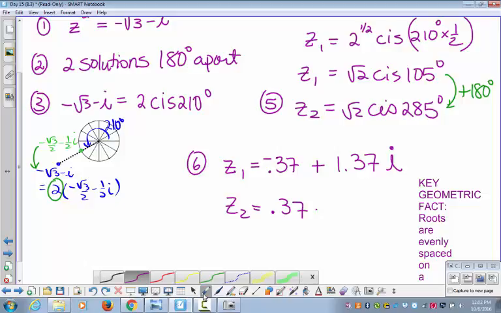And then we see that there's always going to be a lot of symmetry. All right. With that, how do you plug it in? So you're in degree mode? So we're going to do square root of 2. Square root of 2. Close it off. Multiply it by cosine of 105 for the first one. And that gives us the minus 0.37.